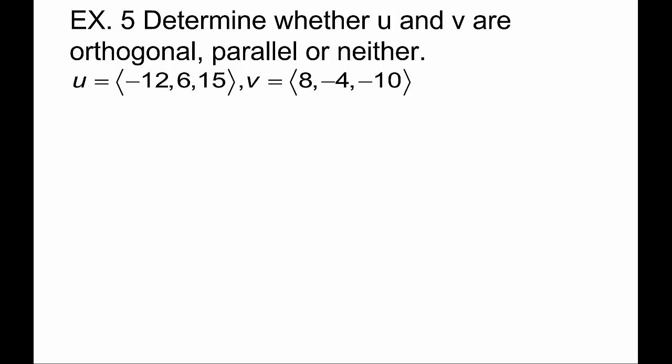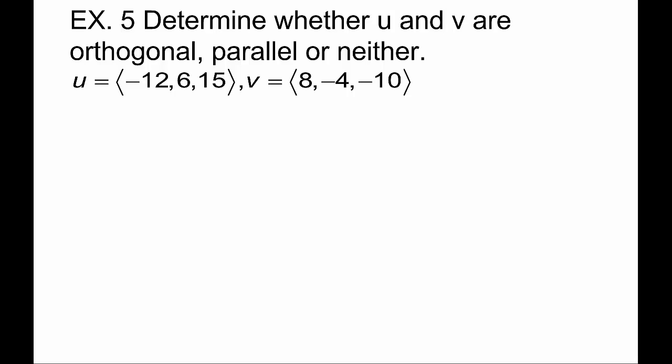Number 5 says to determine whether u and v are orthogonal, parallel, or neither. So like I said earlier, orthogonal vectors mean that they are perpendicular and their dot product would equal 0. If I multiplied each component together and added them, they should equal 0. If the vectors are parallel, then they are multiples of each other. That means I can multiply some number times one of the vectors and it will equal the other vector. And then if it doesn't fit either of those rules, then they are neither.